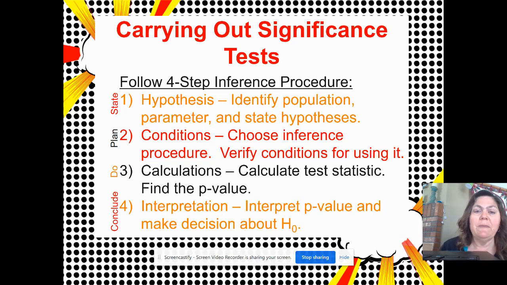You interpret what this p-value means, how it compares to the alpha. You make your decision about whether you're going to reject H0 or fail to reject H0. Remember, those are the only terms we use. So it'll either be statistically significant and you reject H0, or it will not be statistically significant and you will fail to reject H0. Okay.